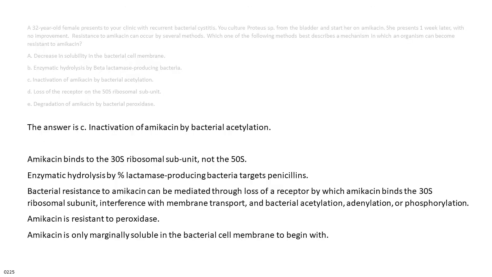The answer is C. Inactivation of amikacin by bacterial acetylation. Amikacin binds to the 30S ribosomal subunit, not the 50S. Enzymatic hydrolysis by beta-lactamase producing bacteria targets penicillins. Bacterial resistance to amikacin can be mediated through loss of a receptor by which amikacin binds the 30S ribosomal subunit, interference with membrane transport, and bacterial acetylation, adenylation, or phosphorylation. Amikacin is resistant to peroxidase. Amikacin is only marginally soluble in the bacterial cell membrane to begin with.